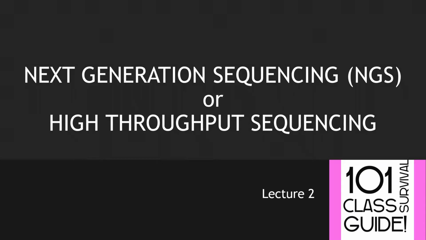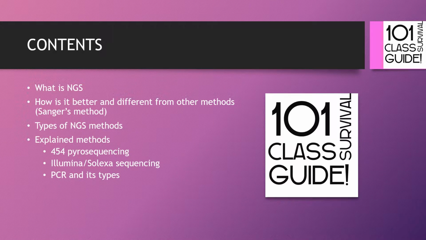Guys, this is 101 Class Survival Guide, and this time I'm back with the next segment for nucleic acid sequencing, which is the next generation sequencing, also known as high throughput sequencing. The contents for this video include the details about what is NGS and how it is very different from the other methods that we explained in the previous video, such as the Sanger's method, types of NGS methods, and the ones I'll be explaining include 454 pyrosequencing, Illumina Selexa sequencing, and PCR and its types. In this video, I'll be covering up to the 454 pyrosequencing method.